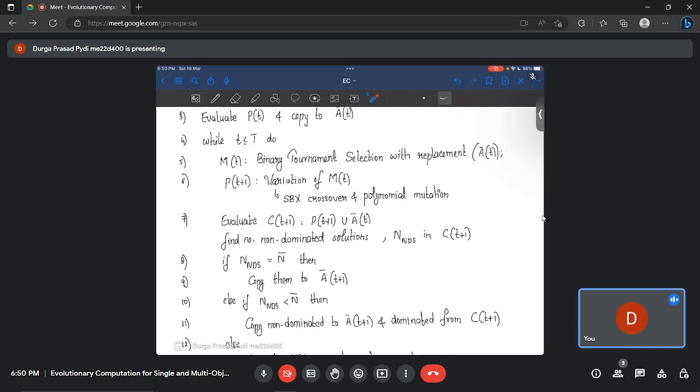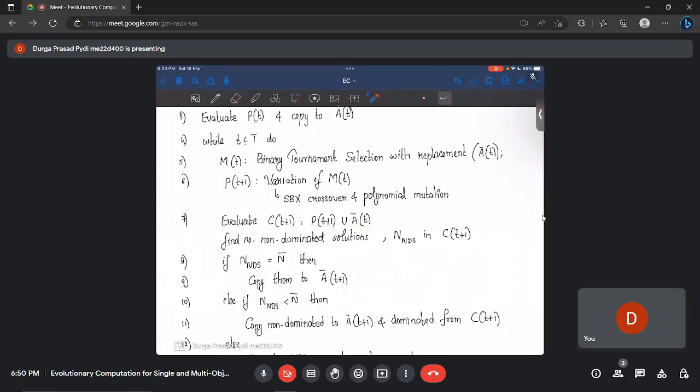The next is also similar. Even in the previous NSGA we have discussed, you combine both the parent and offsprings. So A bar of T is essentially your parent solution, like T equal to the initial generation, that will have your P of T. P of T plus 1 is your offsprings. So you are taking a combination of parent as well as offsprings and storing them in your C of T plus 1. C is your concatenated one, basically your combined parent plus offsprings, the combined population.